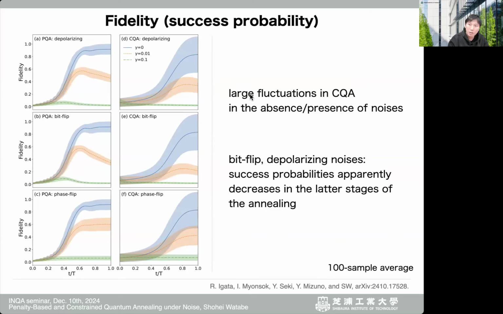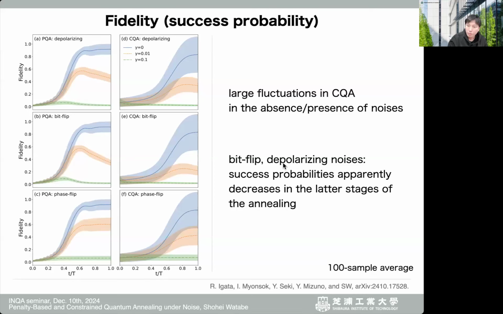So here is the fidelity, the success probability. Panels A to C are results of the PQA, for the depolarizing noise, bit flip noise, and phase flip noise. The vertical axis is the fidelity success probability, and the horizontal axis is annealing time. And panels D to F are results of the CQA. The blue is the result in the absence of noise, orange is weak noise, and green is stronger noise. And we can find large fluctuations in the CQA in the absence and also presence of noise.